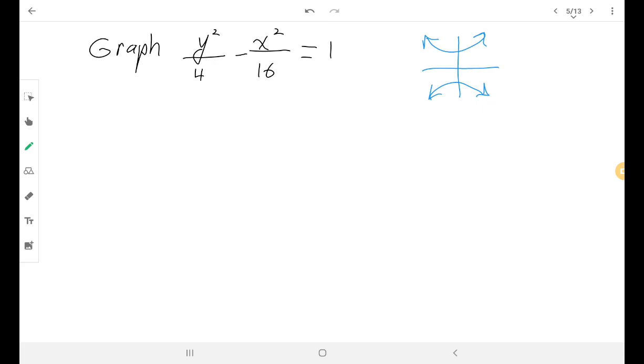Again, this is a super rough sketch. That's not my graph yet. That's just so I know how it opens. It opens in the y direction because the y comes first.